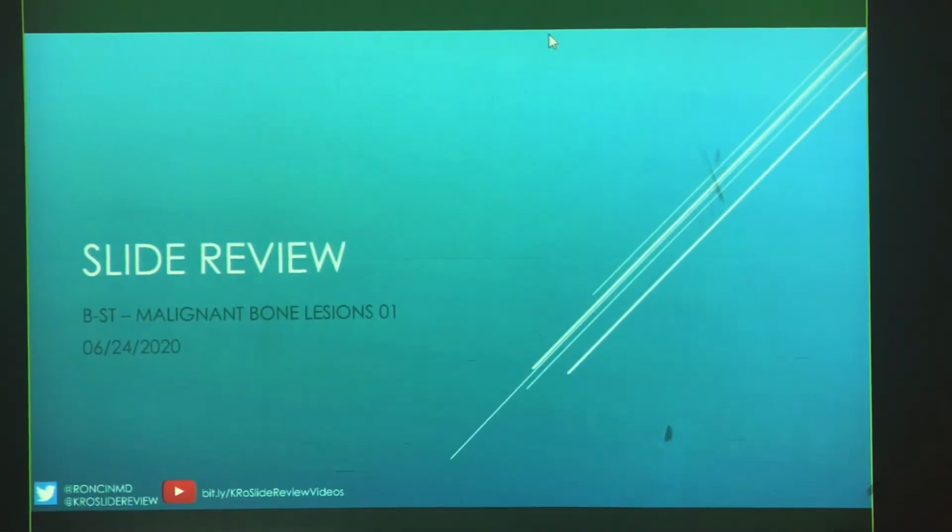Today we are looking at bone soft tissue, malignant bone lesions. This is the final week of our first series of bone soft tissue.